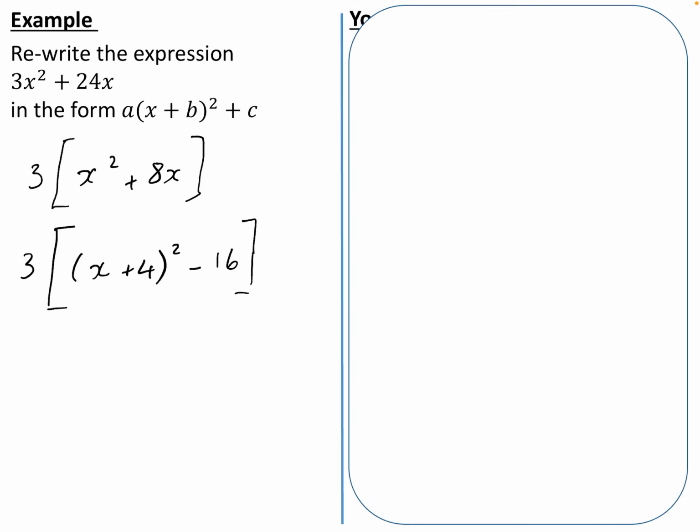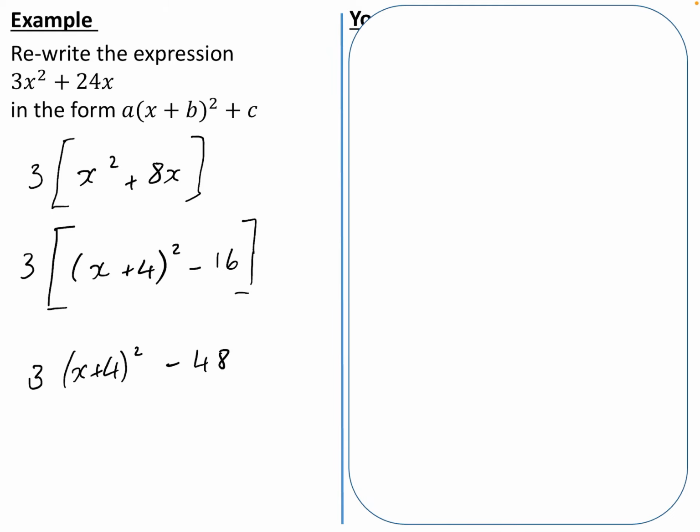All that's left to do now, because this isn't quite perfectly written in this format yet, there's still too many brackets, is to re-expand this back out. I'm going to have 3 lots of this bracket squared. So I've taken the 3 and I've multiplied it by this bracket. I've just placed them together. That shows that multiplication. And then I want to take 3 and multiply it by negative 16, which is going to give me negative 48.